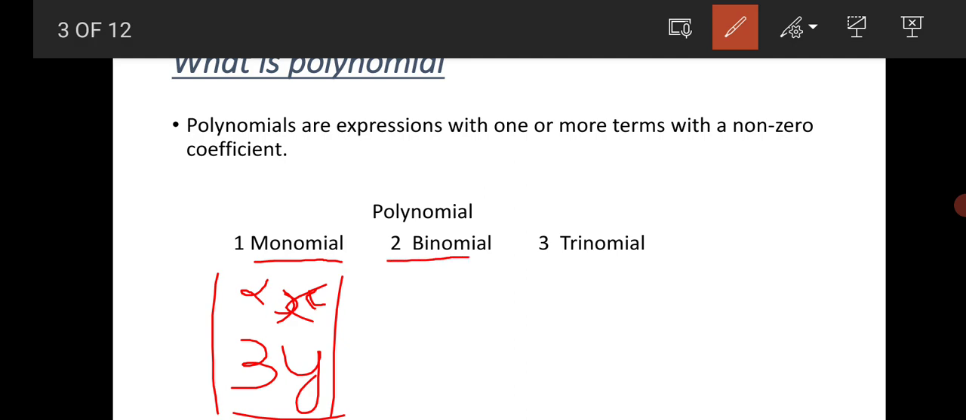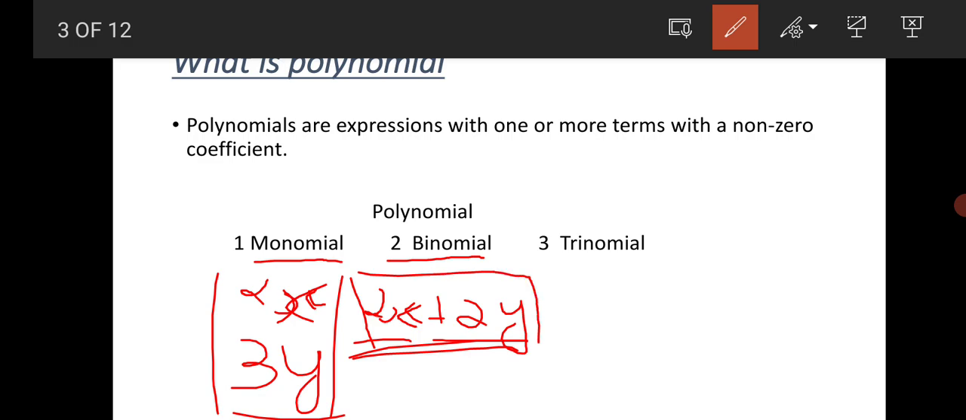And the binomial is an expression which contains two terms. This definition is also easy. Say with me: the binomial is an expression which contains two terms. For example, 2x plus 2y. This is one term and this is one term. Totally two terms. And this is a type of binomial.